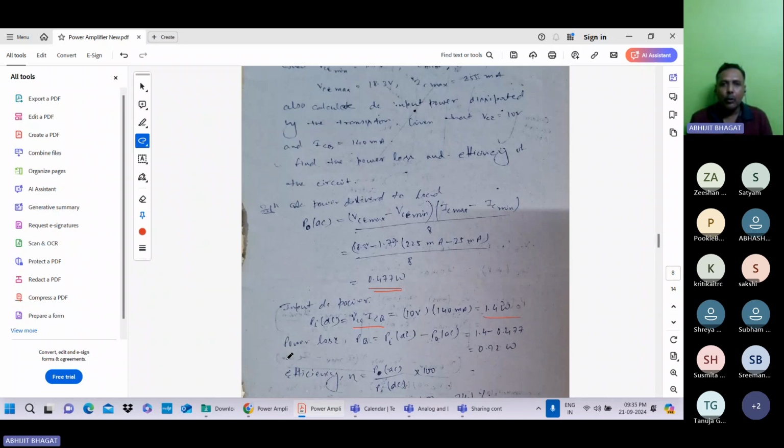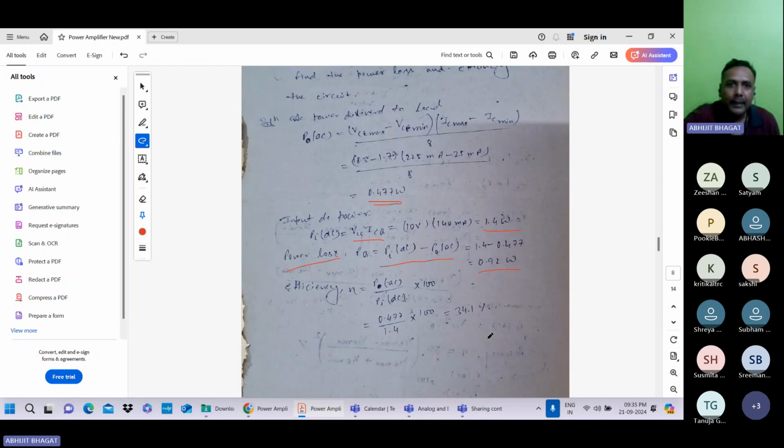कि कितना पावर नुकसान हो गया. इनपुट में मैंने पावर दिया 1.4 वाट एंड आउटपुट में पावर मिल रहा है 0.477 वाट. तो इसमें पावर कितना लॉस हुआ? You will get by subtraction. So you will get this amount of power is lost in the transformation.